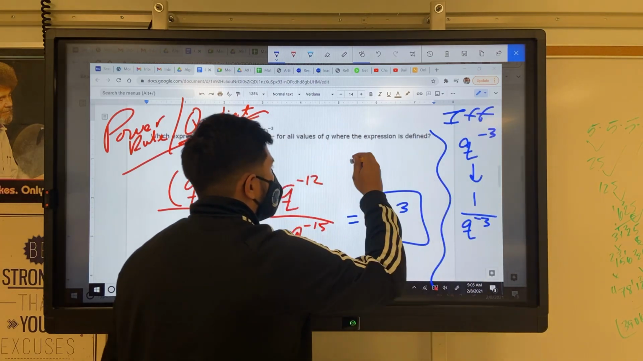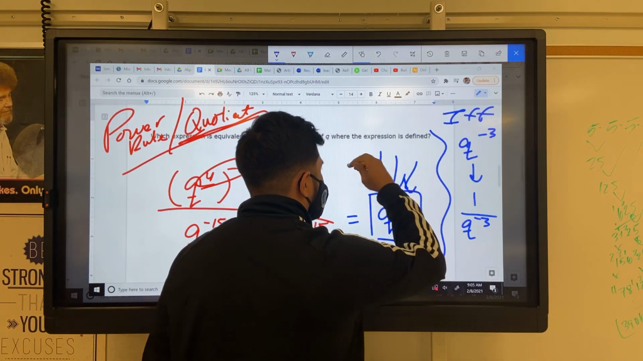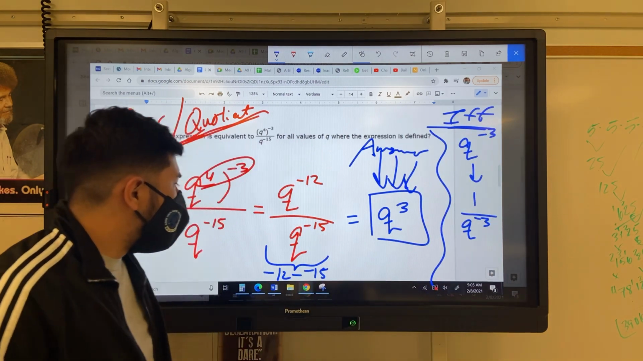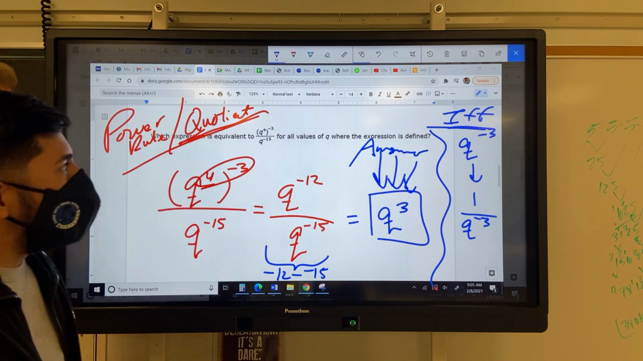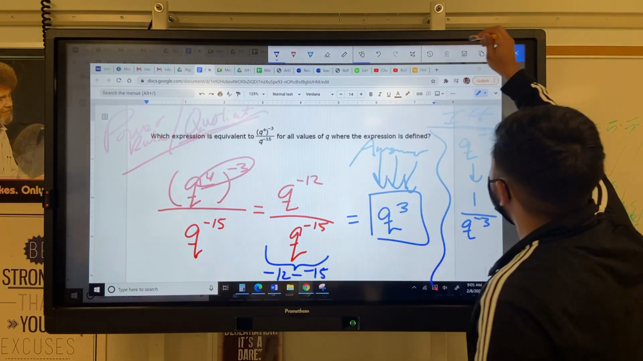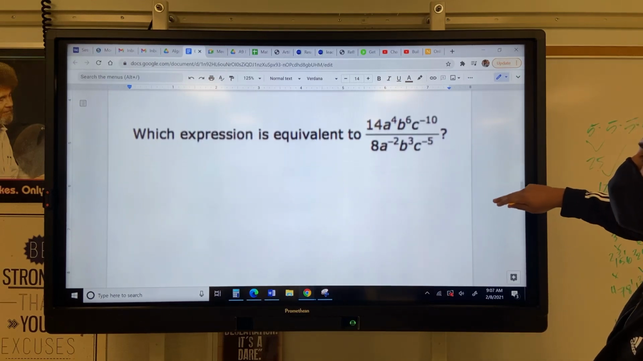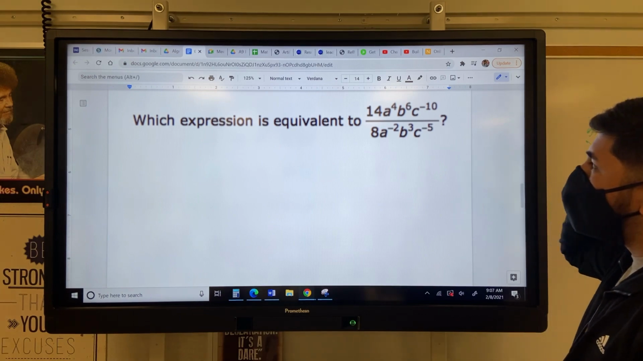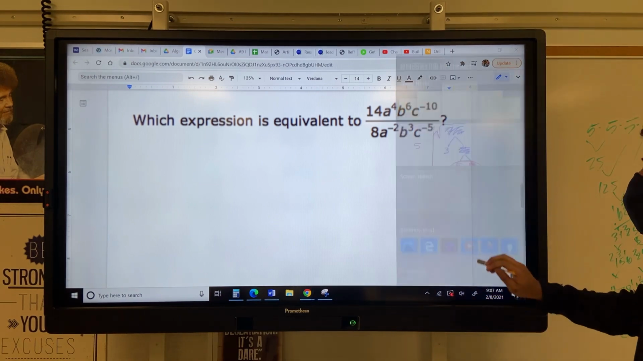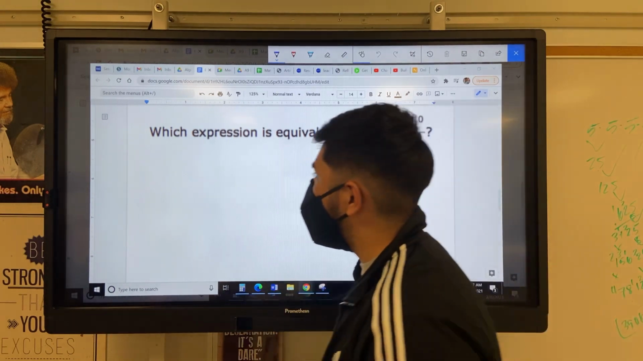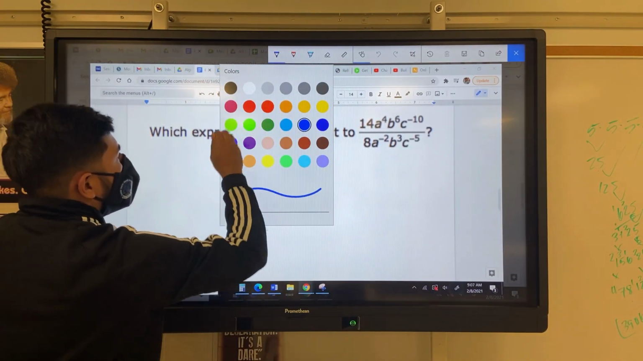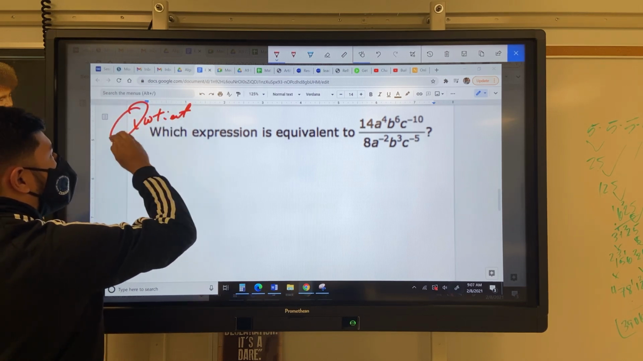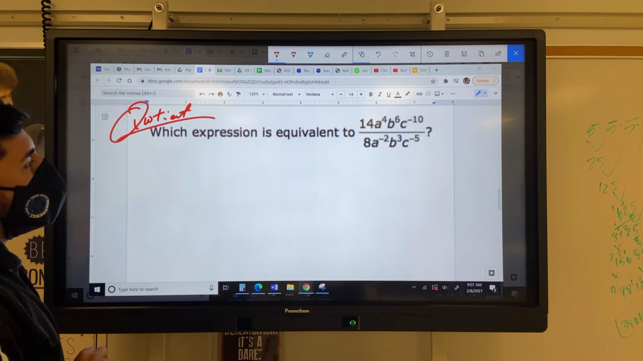So far, so good. Remember to pause it if you're going too fast. Another quotient rule. So as you can see, I'm just trying to get you guys going with the quotients. Why? Because we need to make sure we know what to do when we get negatives.